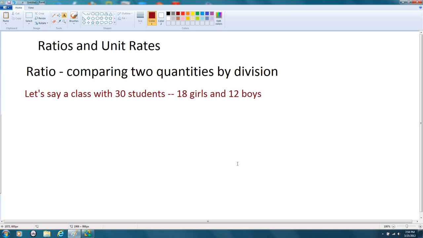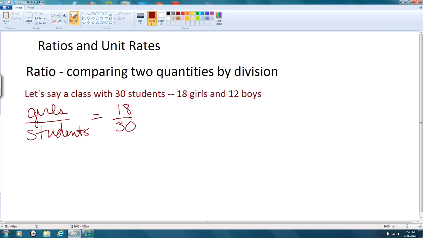Now, in saying what a ratio is, it's really important to listen, or watch if you're reading, as to what they're asking you to compare. So I'm going to compare the number of girls in the class to the number of total students. So girls to students, all students, is going to equal 18 girls to 30 students. Now, that's a ratio, 18 to 30.